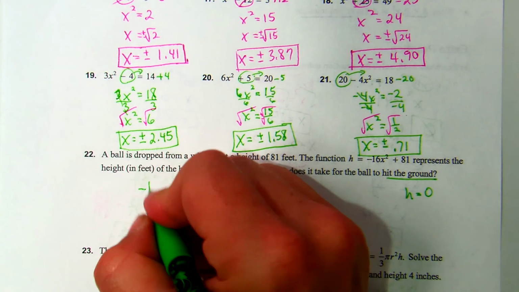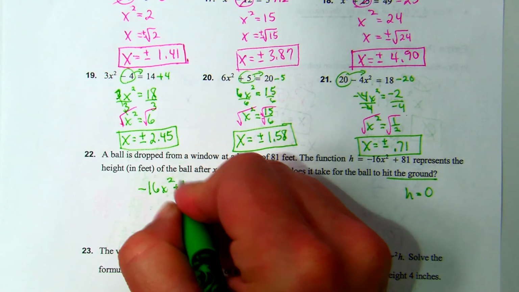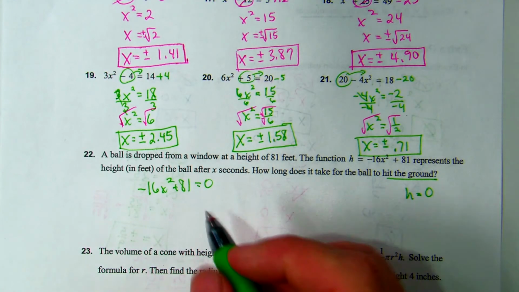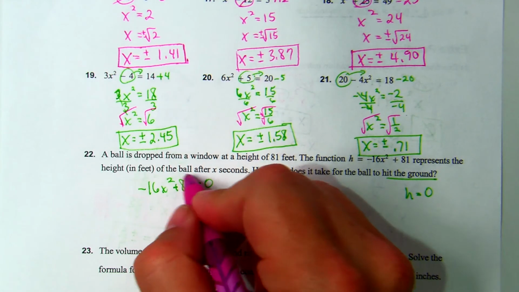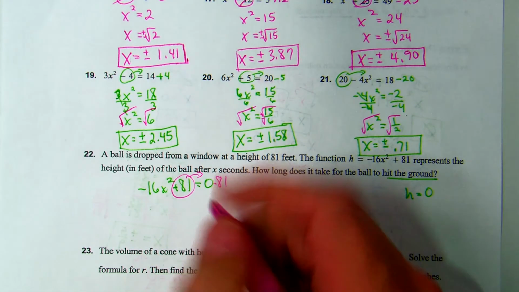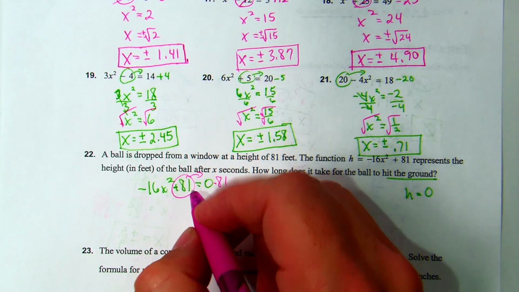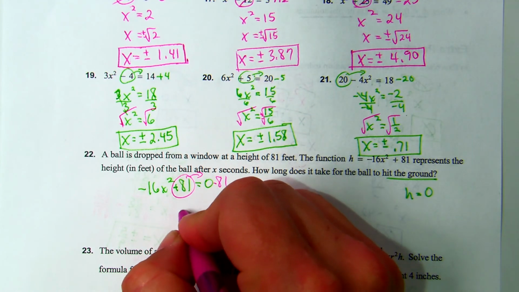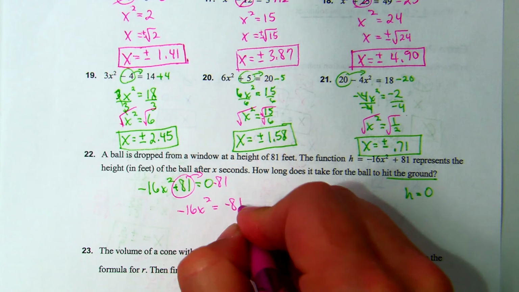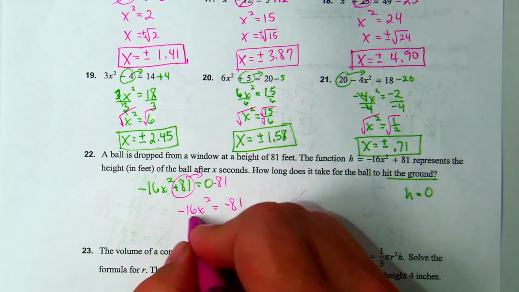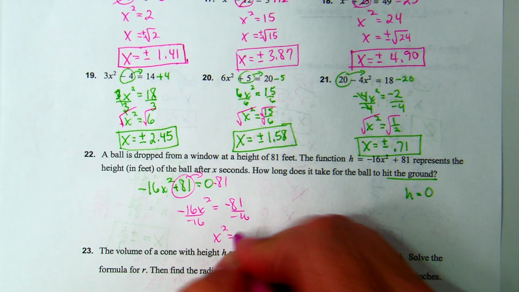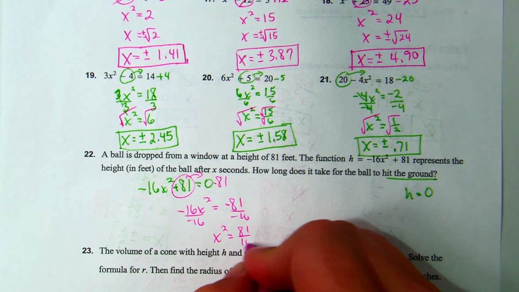So we'll just say negative 16x squared plus 81 is going to equal 0. We're going to solve for x, just like we've been doing. So we'll take the 81 across. That means we subtract it. We're going to end up with negative 16x squared equals negative 81. I'm going to divide by negative 16. And x squared is going to equal 81 over 16.